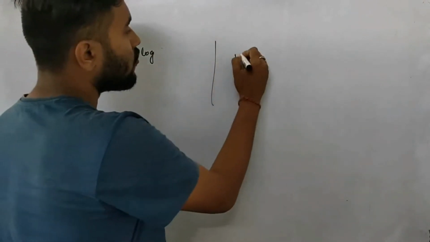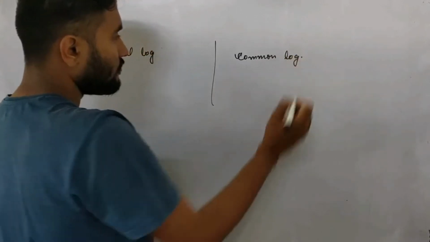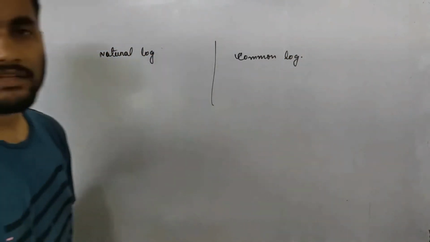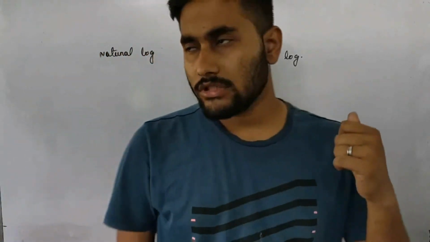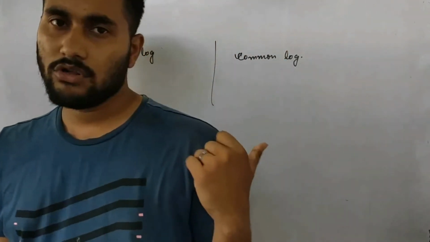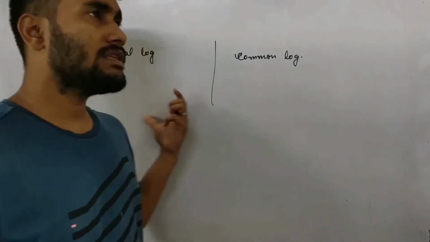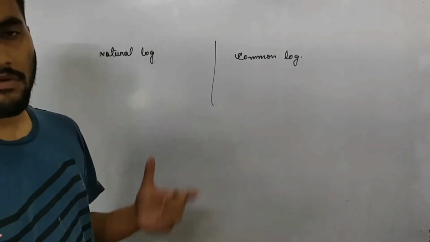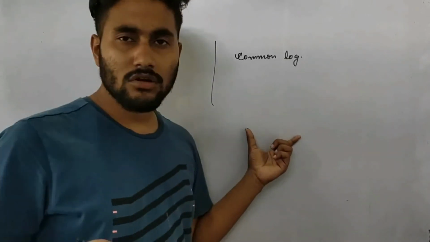And one is what? Common logarithm. One is natural logarithm, one is common logarithm. In this chapter, or say till class 10, you are going to study about common logarithm only. Natural logarithm you will get in higher secondary and higher classes. In science, in physics, you will get some of the proofs, but in maths, for now, you will get only common logarithm.